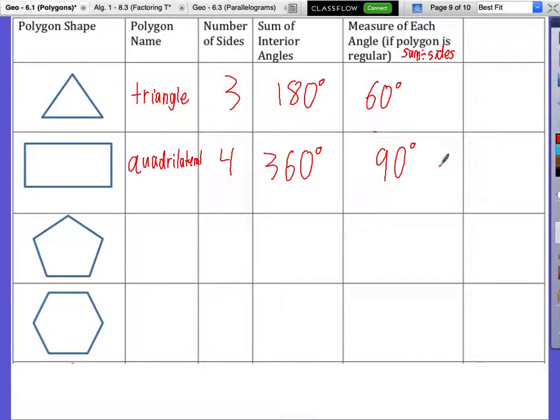Okay. Raise your hand if you had one of the next ones. If you had the five-sided figure, raise your hand. Okay, it's called a pentagon. 5 sides. And what did you guys get for the sum of your interior angles? 565. 575. 525. 520. Okay. Not right.